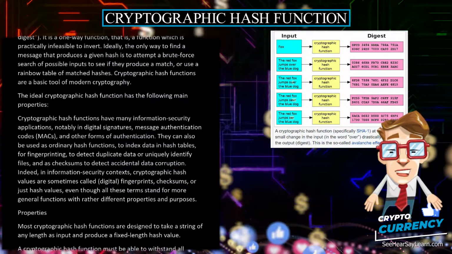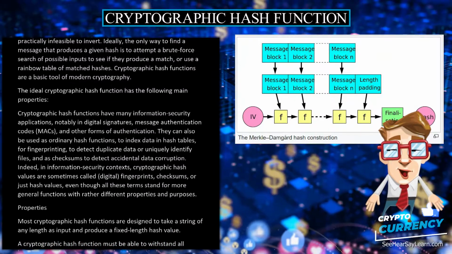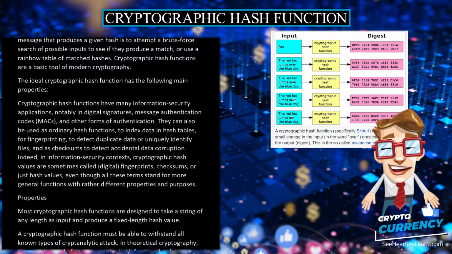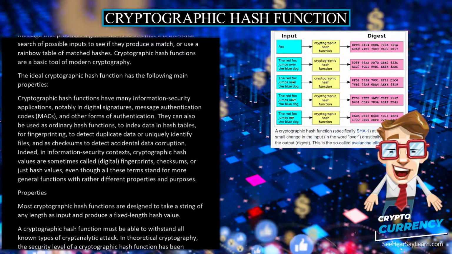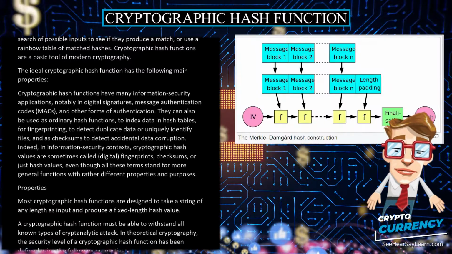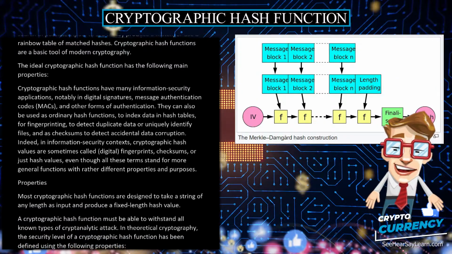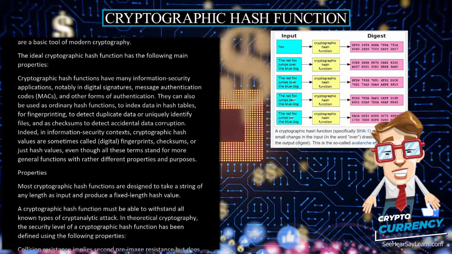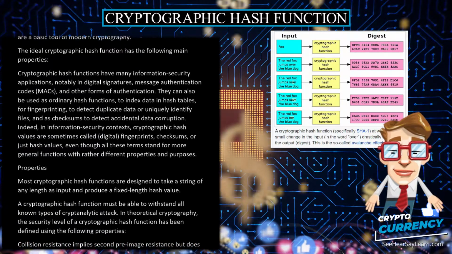Ideally, the only way to find a message that produces a given hash is to attempt a brute force search of possible inputs to see if they produce a match, or use a rainbow table of matched hashes. Cryptographic hash functions are a basic tool of modern cryptography. The ideal cryptographic hash function has the following main properties.